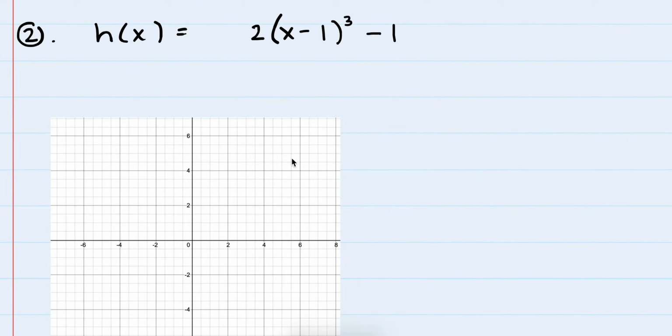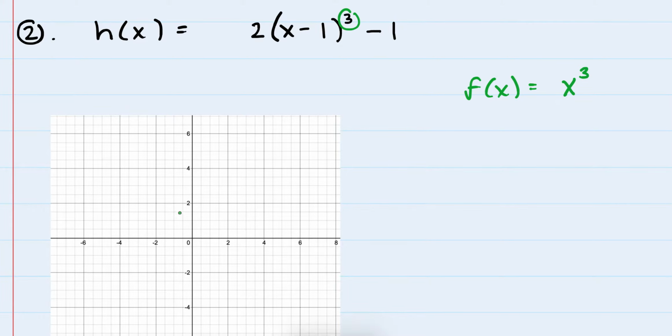Let's try to graph this function. h of x is 2 times (x minus 1) cubed, minus 1. Okay, this one has 3 transformations. We're going to have to do 3 transformations for this. So we need to first pick our parent function. We have to remember our list of parent functions and see which one this looks the most like. Well, this kind of looks like x cubed.